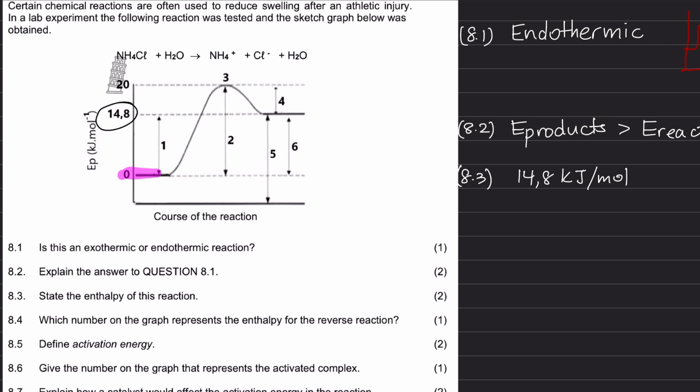Okay. Question 8.4, which number on the graph represents the enthalpy for the reverse reaction? So enthalpy for the reverse reaction could be number 6. It could also be number 1, since they also show it's pointing for the same thing. Now, the actual memo for this gives a different answer, and that's because I believe that there was a typo. I think the question was meant to be which number represents the activation energy for the reverse reaction. But according to the question that's given to us here, the answer should be 6 or 1.